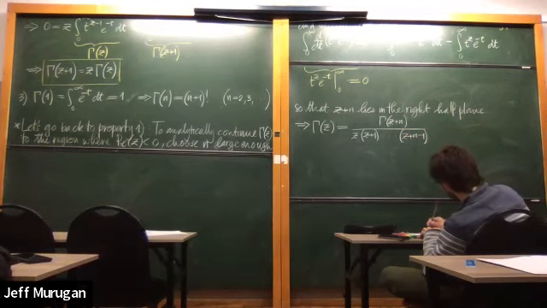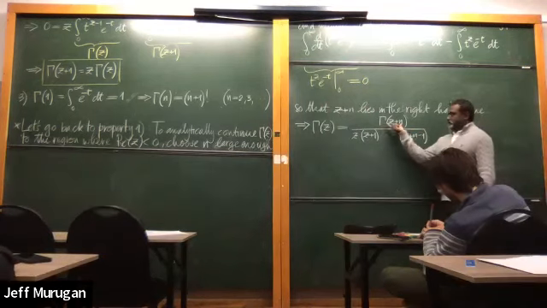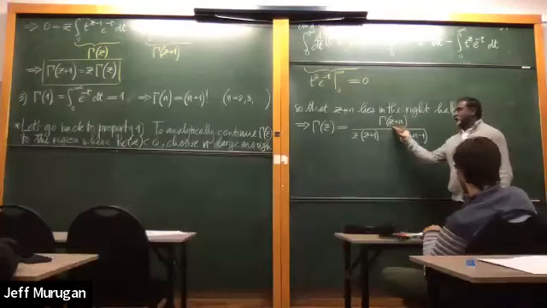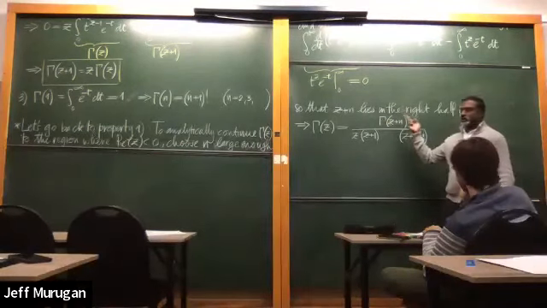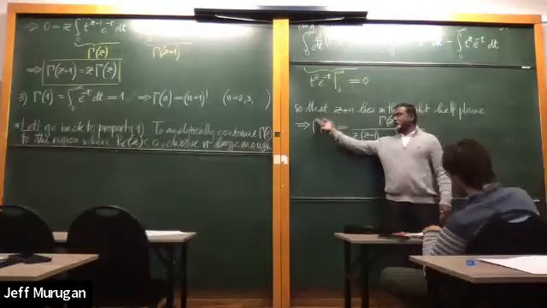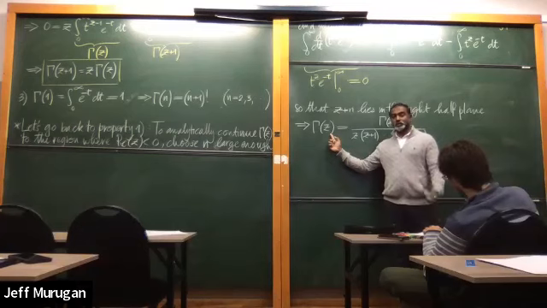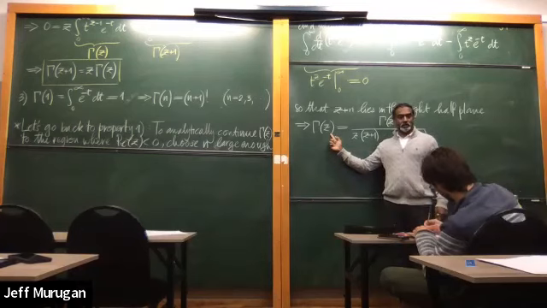Okay. What have I done? I've related the gamma function in some region where it's perfectly well defined to another region. Remember, the real part of z is less than 0. So this is a definition of what gamma of z is when the real part of z is negative. Okay, this is what we want.